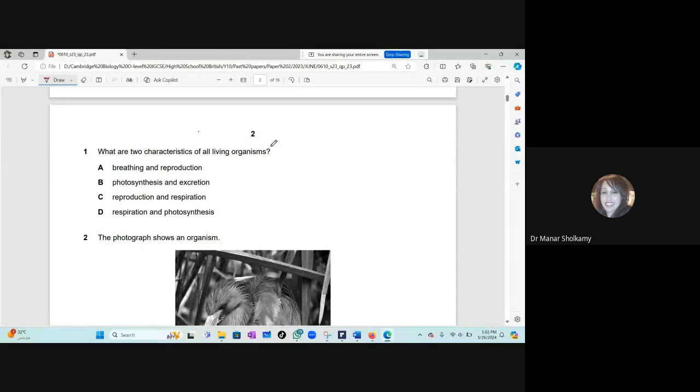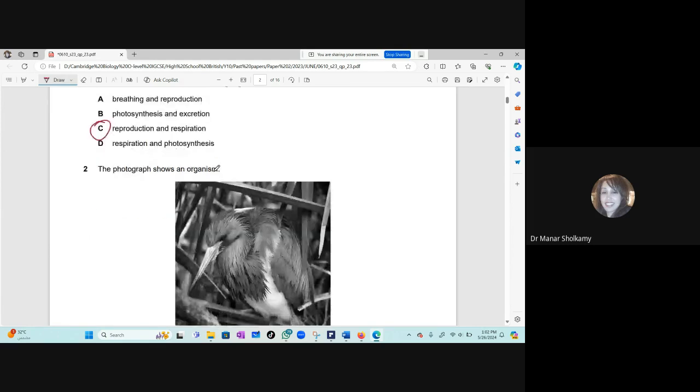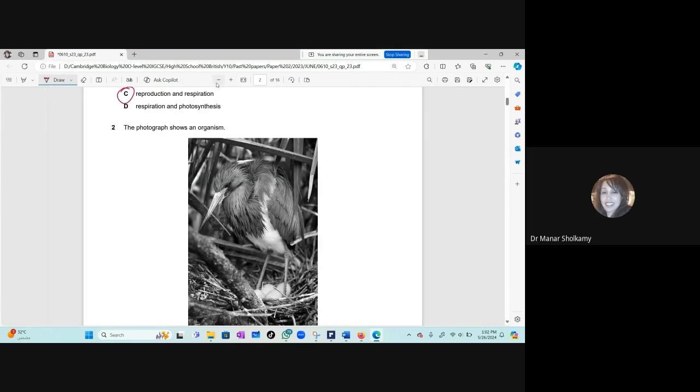What are two characteristics of all living organisms? Breathing and reproduction, photosynthesis and excretion, reproduction and respiration, or respiration and photosynthesis? C. Yes, reproduction and respiration. If you noticed, always the first question is about characteristics of living organisms, and the second question is always about classification.